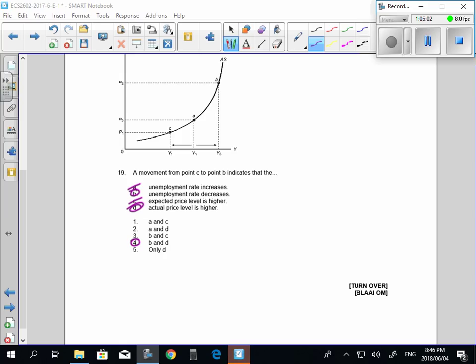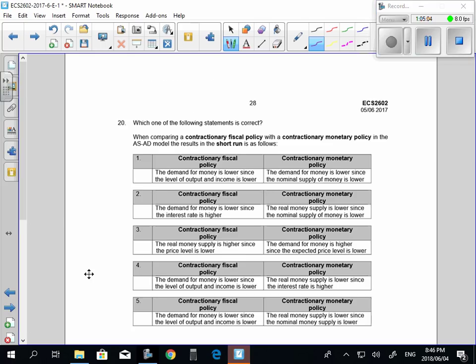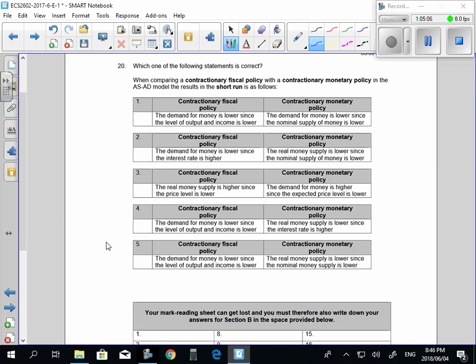Right, and question 20. Which one of the following statements is correct? Contractionary fiscal policy, contractionary monetary policy in the AD-AS graph. Both of those would have shifted the aggregate demand curve to the left. Okay? And it would be option 5. Demand for money is lower since the level of output and income is lower. Real money supply is lower since the nominal money supply is lower. All right, any questions?